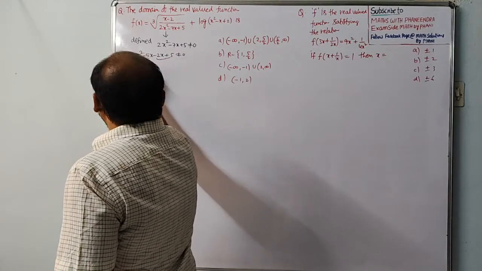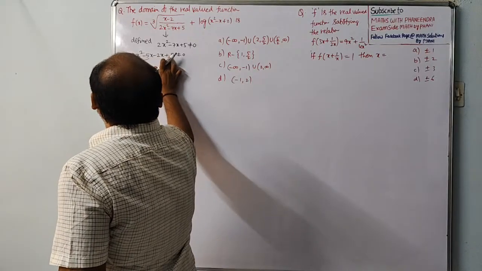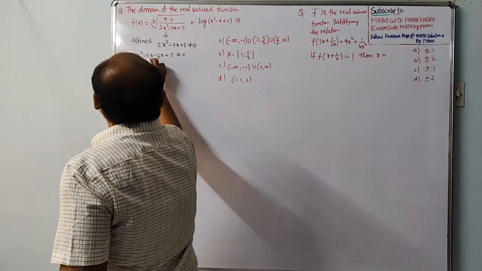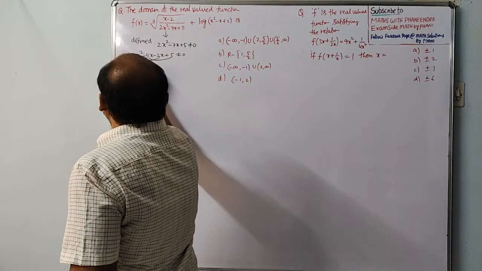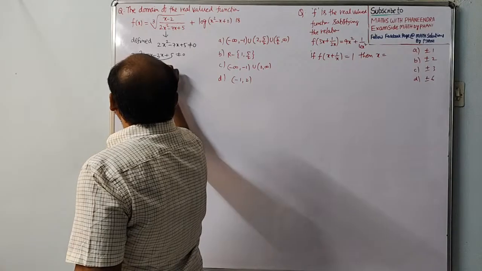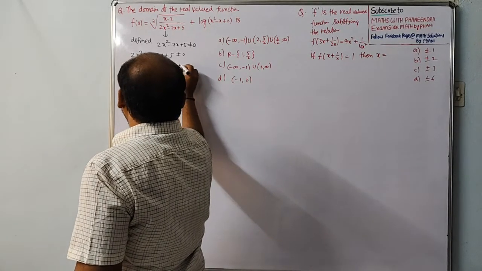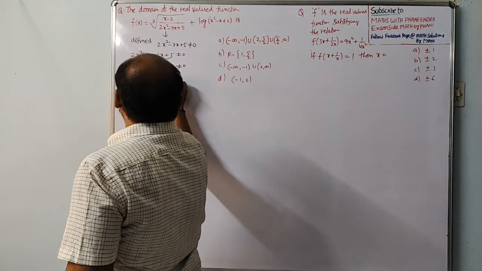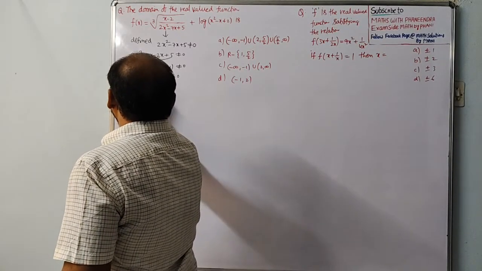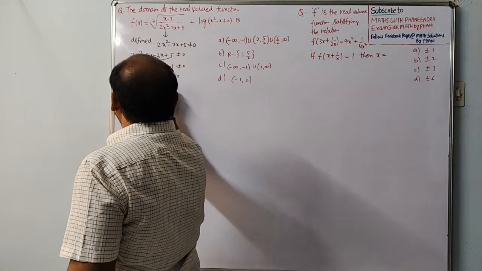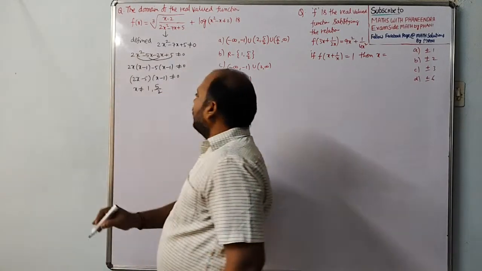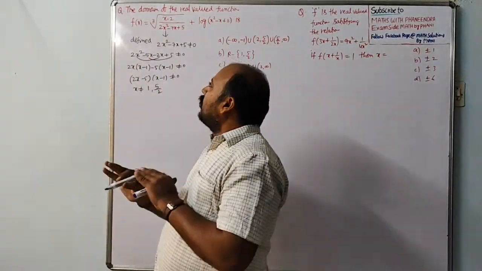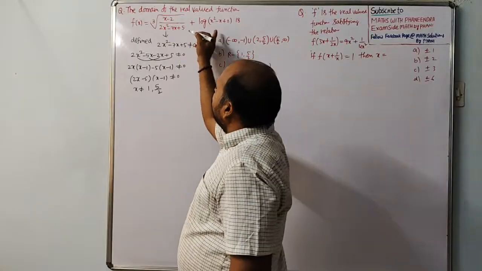Very sorry. Better to take like this. 2x if we take common, x minus 1, minus 5 take common, so not equal to 0. So (2x minus 5) into (x minus 1) is not equal to 0. So x is not equal to 1, x is not equal to 5 by 2. Okay. At x is equal to 1, 5 by 2, the function cannot be defined. This one.